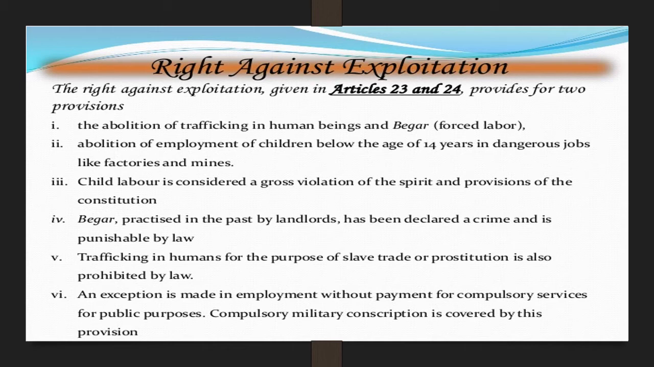An exception is made in employment without payment for compulsory services for public purposes. Compulsory military conscription is covered by this provision.